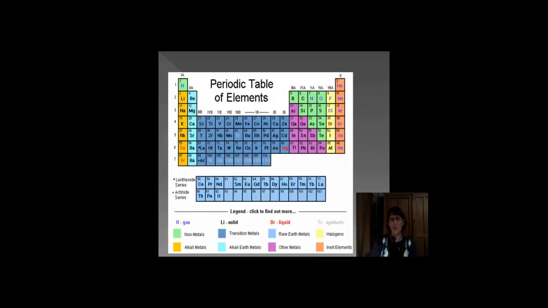The next one is just another one, and everything's color-coded. So you've got all the different groups. You have the nonmetals on the right of the zigzag line, and the metals on the left. The alkali metals are yellow, so you can see that right there. Again, just different ways of showing the periodic table.